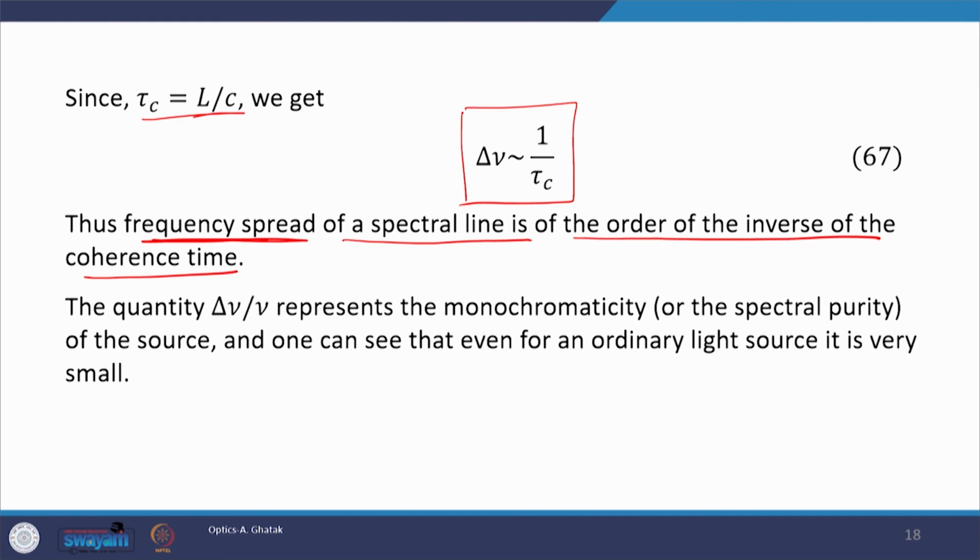It means that once we are given a source, we know its central frequency or central wavelength and its bandwidth, be it delta lambda or delta nu, then we can quickly calculate the coherence time. The quantity delta nu by nu is called the monochromaticity of the source or spectral purity of the source. And one can see that even for an ordinary light source, it is very small. Delta nu by nu is very small for an ordinary light source, but if we talk about lasers where delta nu is very small, then this spectral purity increases.